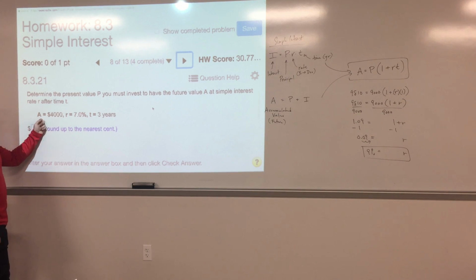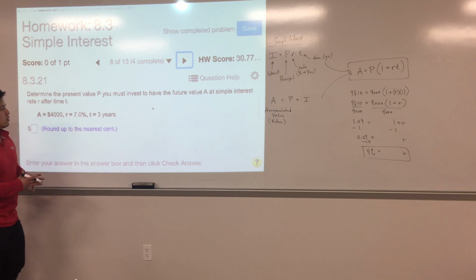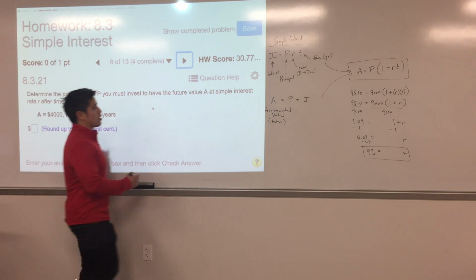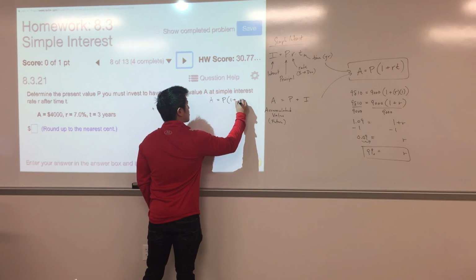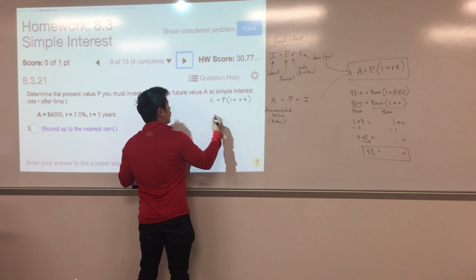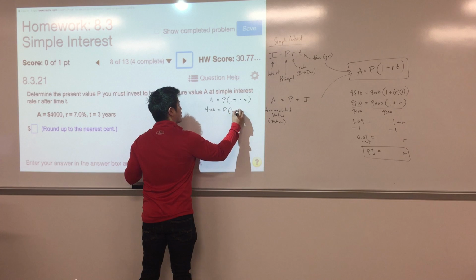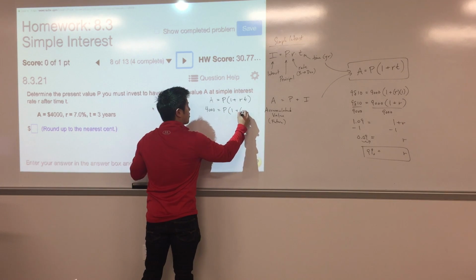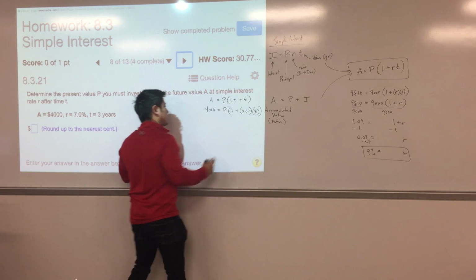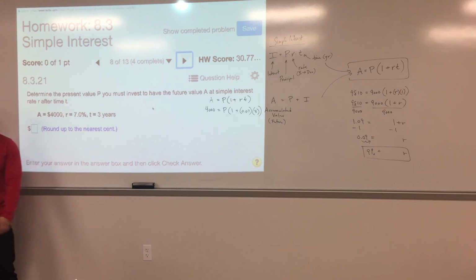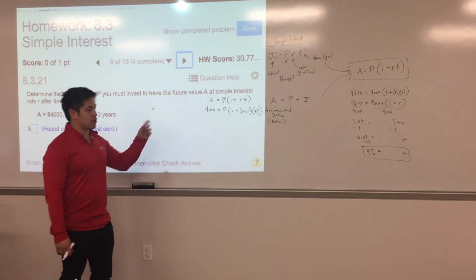They give you the future value, the rate, and the time. What are we going to be looking for? Principal, right? So let's set up the formula. A equals P times (1 plus RT). They tell you your future value is 4,000. They don't tell you your principal, but they do tell you your rate, not 7, but 0.07. They tell you your time. Since that's in years, we don't have to convert it. So there's your setup. This is actually a super easy problem, and you'll see in a moment.